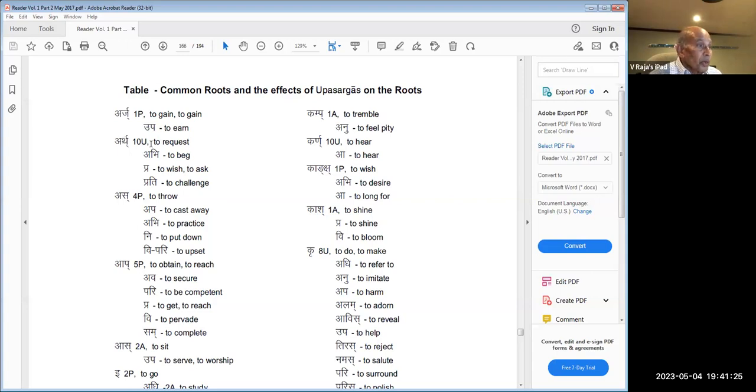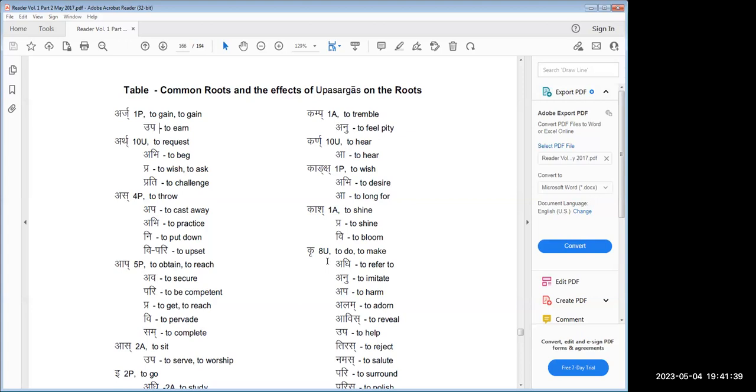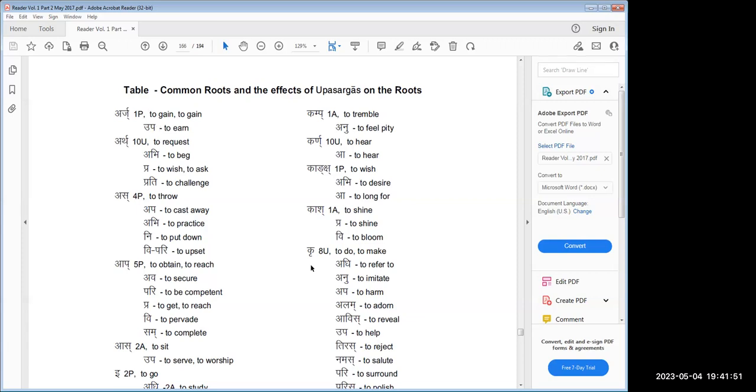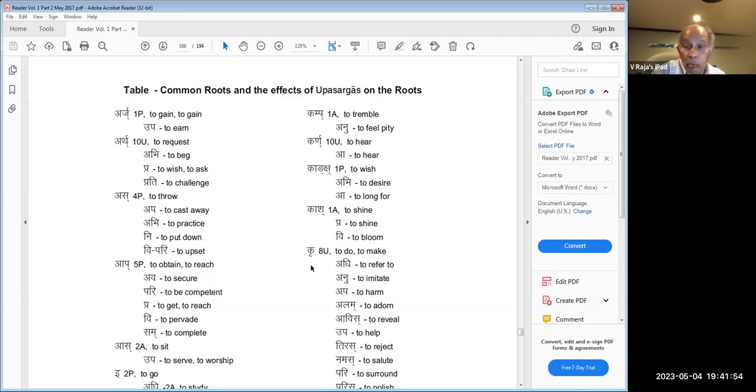And look at this. Kru is to do, to make. Karma comes from there. Look at Anukru, anukarana. You all know anukarana means to imitate. If you add apa in front of that, it's to harm, apakaram. And upakaram is enhancing the kru, good work. Tiras, if you put tiras and kru, tiraskaram, a different meaning. Most of you know this in Telugu.